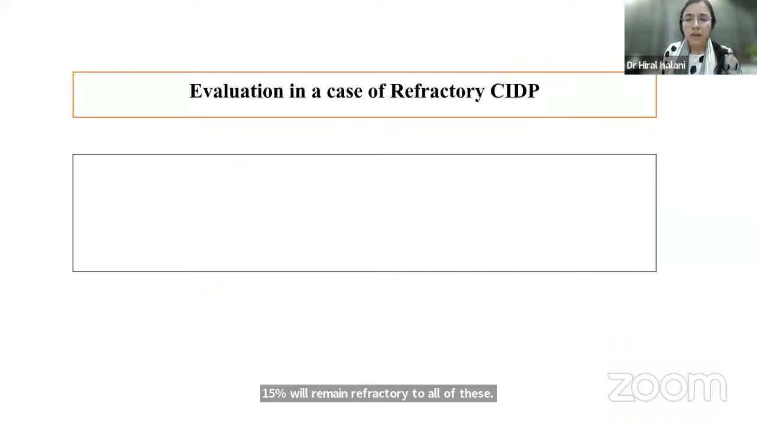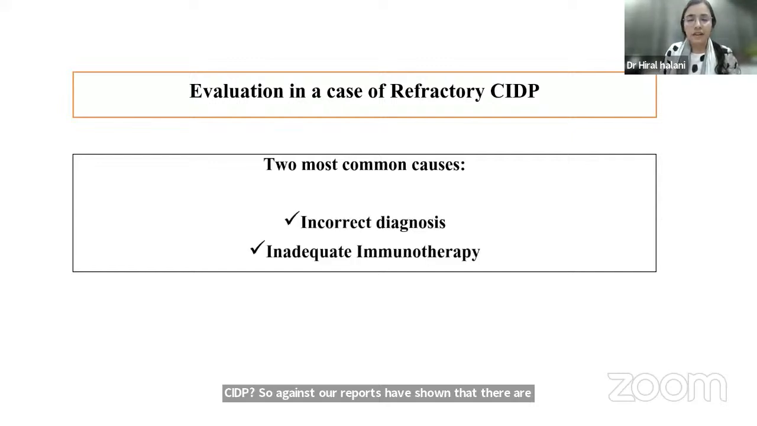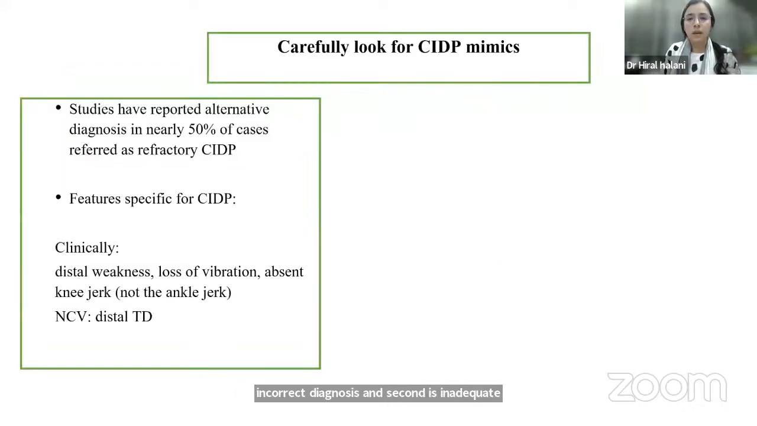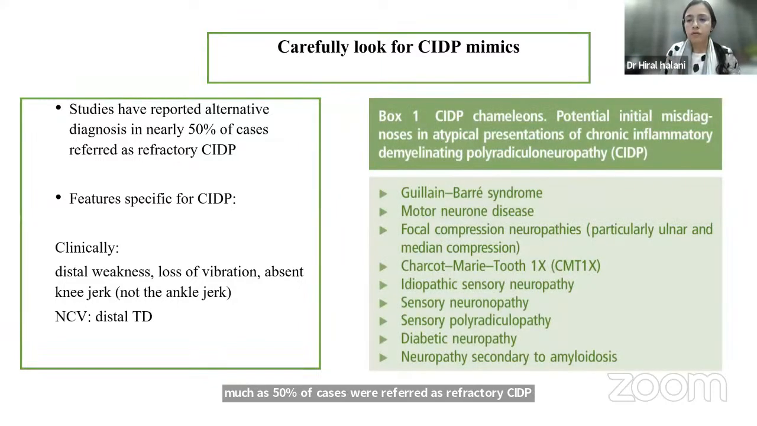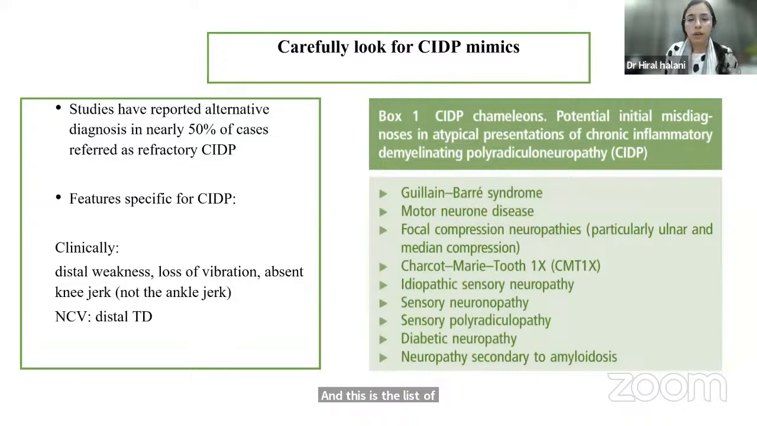So how do we evaluate a case of refractory CIDP? Reports have shown that there are two most common causes of refractory CIDP: first is incorrect diagnosis and second is inadequate immunotherapy. So the first and foremost thing is to carefully look for CIDP mimics. Literature reports that as much as 50% of cases referred as refractory CIDP turned out ultimately to be an alternative diagnosis. This is the list of CIDP mimics which one should carefully rule out before calling it refractory CIDP.